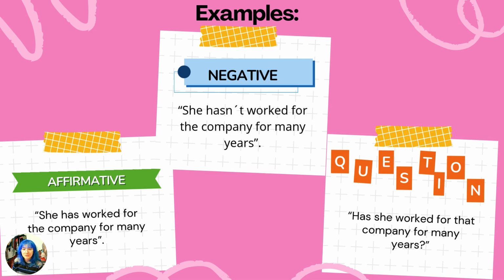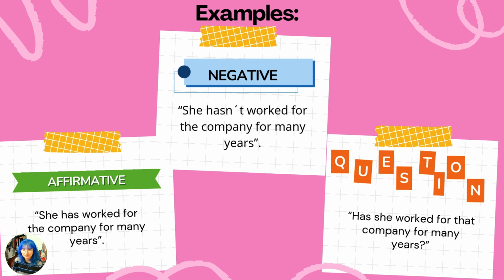For a completed action with an impact on the present: They have already finished the project. For unfinished actions: We have known each other for 10 years. And for a recent action: He has just called. As you can see here, all of these examples are affirmative, but we can also use it for expressing a negative or for a question.